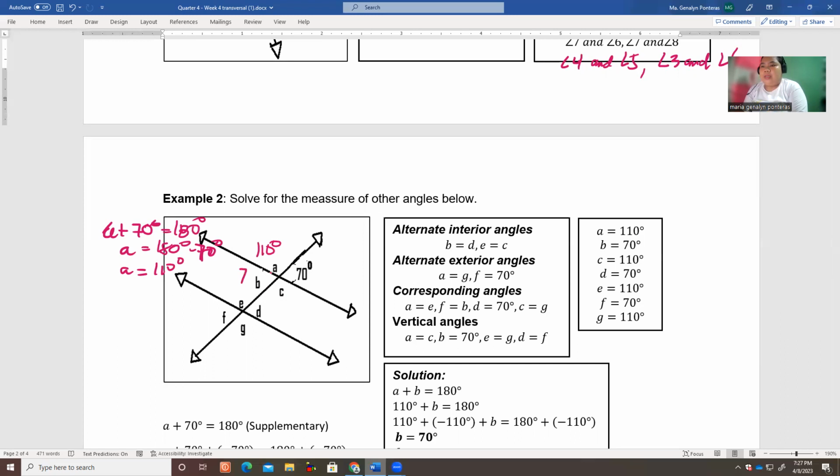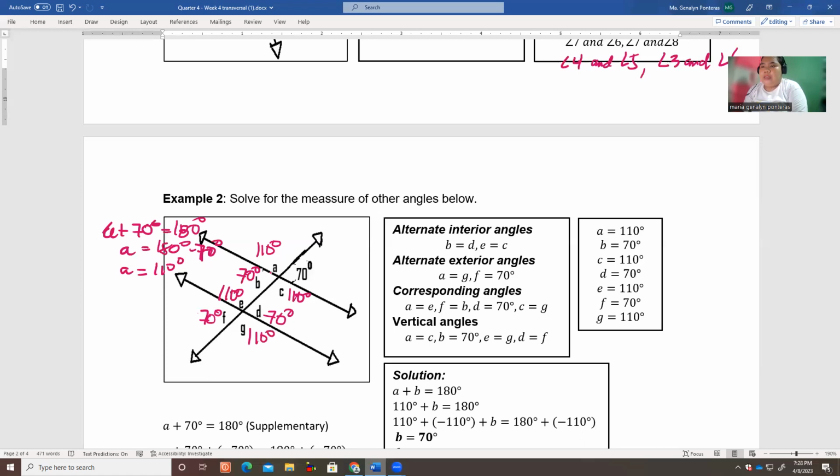So angle B is 70, vertical angles. Corresponding angles and alternate interior angles. F is 70, vertical angles of B. So if A is 110, this will be 110, vertical angles. Then C to E is alternate interior angles, 110. E to G is 110.